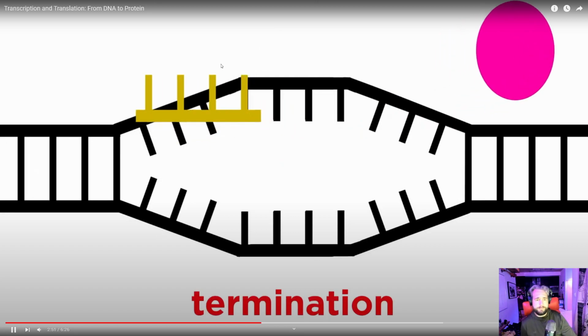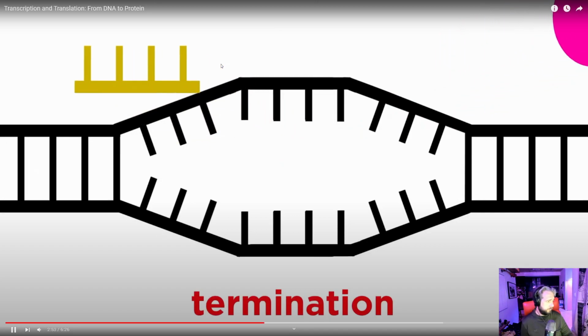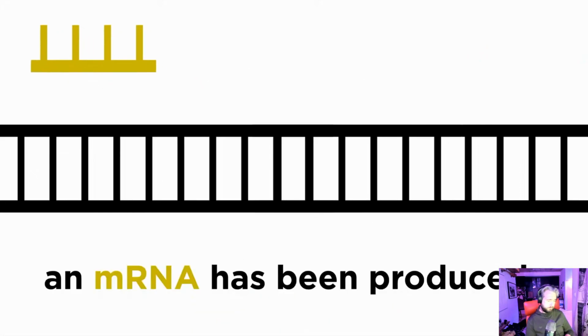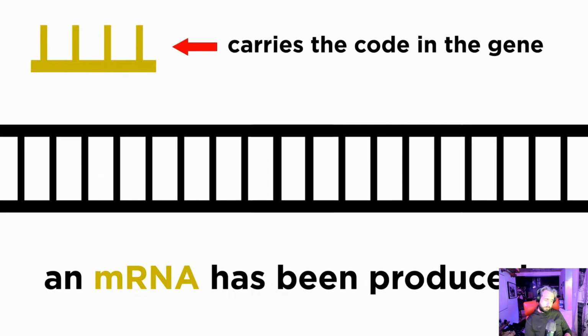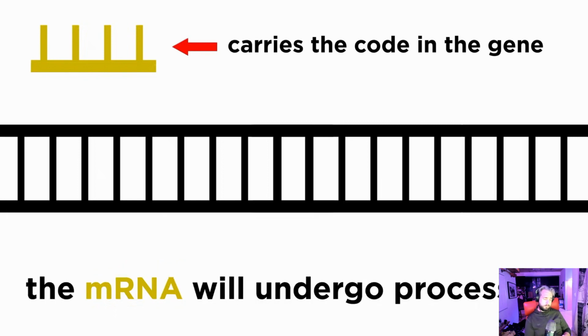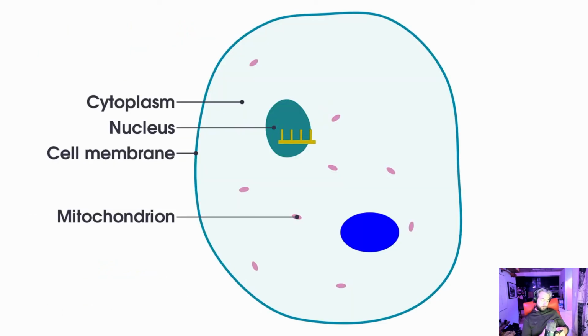Enzyme detaches from the gene and the DNA is returned to its original state. But we have produced an mRNA. This carries with it the information encoded in the gene, and after a few quick modifications during RNA processing, it will leave the nucleus, where all the genetic material, or chromatin, is, and move into the cytoplasm, where it will find a ribosome. This is where translation occurs.